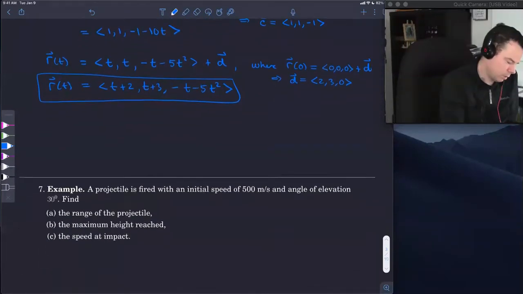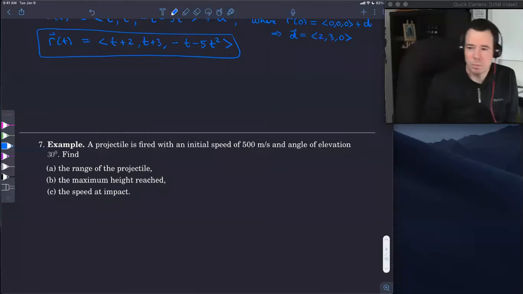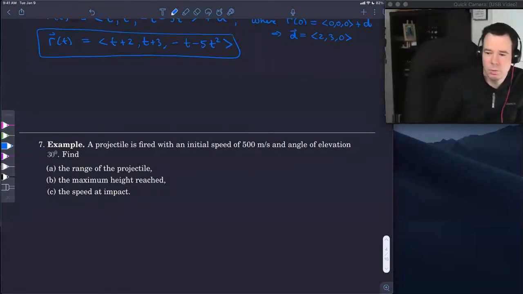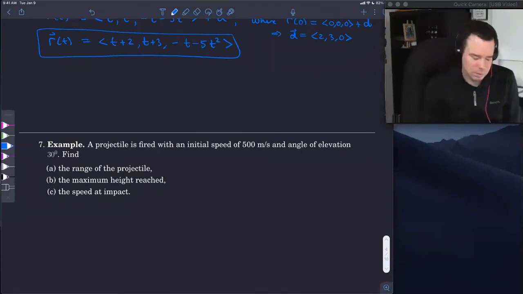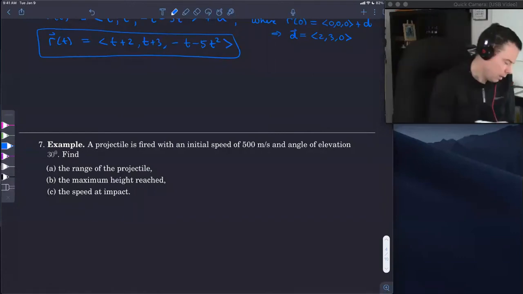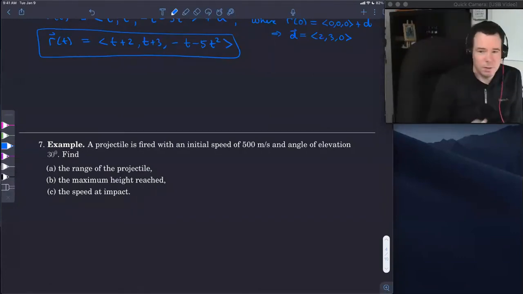Okay, so let's do another example. This one is probably also familiar for those who have done physics. We got a projectile. It's being fired with an initial speed of 500 meters per second at a given angle of elevation. And we want to know a few things about the projectile. What's its range? What's the maximum height reached? What's the speed of impact? Again, for those who've done physics, nothing new with this example. You've probably done it a million times before in your previous classes.